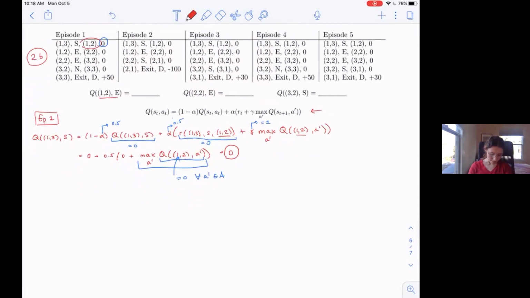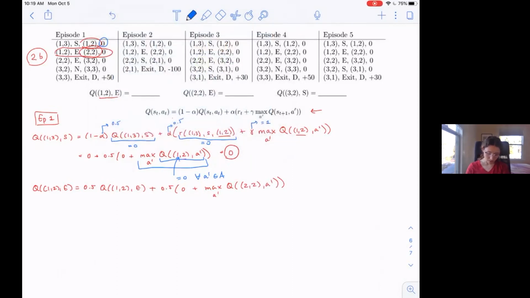All right, let's do the next update. So let's do Q of 1, 2, east. I'm going to start writing a little bit more quickly, because now we know what a lot of these entries are, and they're always fixed. So it's always going to be 0.5 times the Q of 1, 2, east that we had before, plus 0.5 times, what's the reward that we get at this particular sample? We get 0, plus max over A prime of Q of the next state, which is 2, 2, A prime.